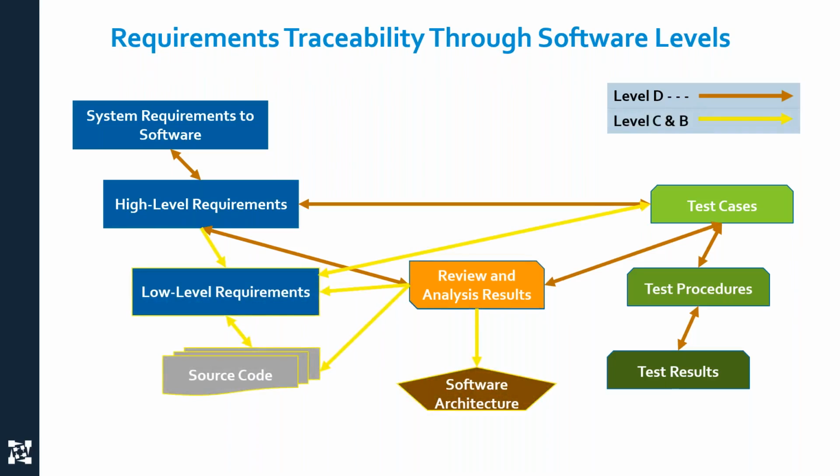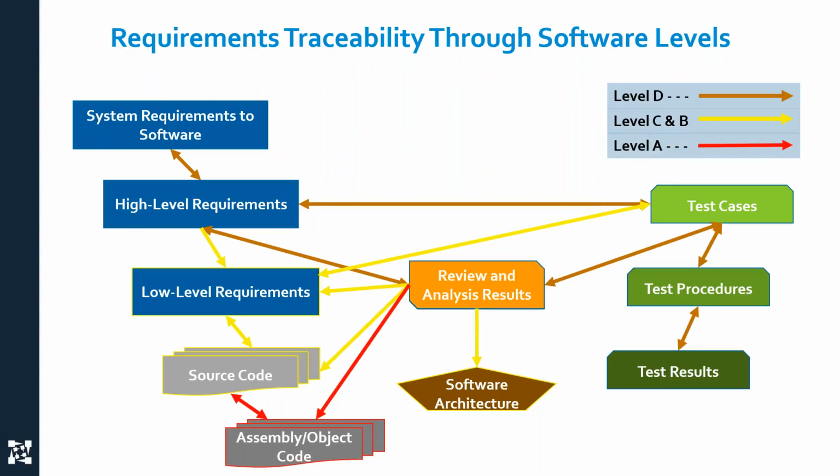For levels B and C, how the source code has been developed becomes important. And so we now need to ensure bidirectional traceability from the high-level requirements to the low-level requirements and then to the source code.